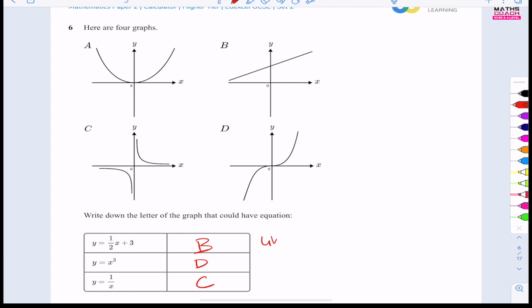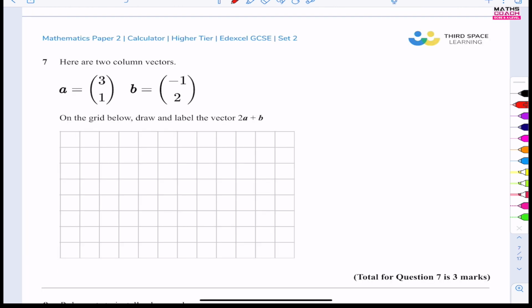So there you go. So you have linear, you have a cubic, and you have a reciprocal graph. So these are the different types of graphs. All right, so question 7.